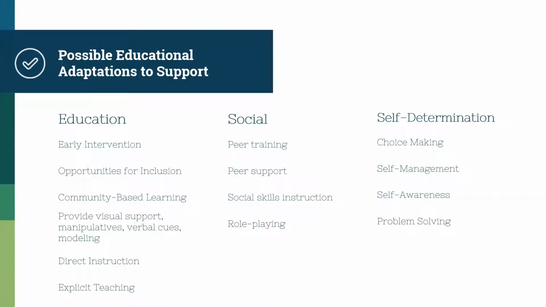Next are possible educational adaptations to support the following areas. Education. All adaptations and modifications will vary dependent on the deletion of chromosome 11. Early intervention. Opportunities for inclusion. Be mindful of the teacher-student ratio, since students may require guidance through direct instruction.